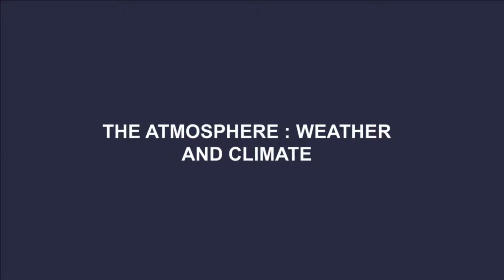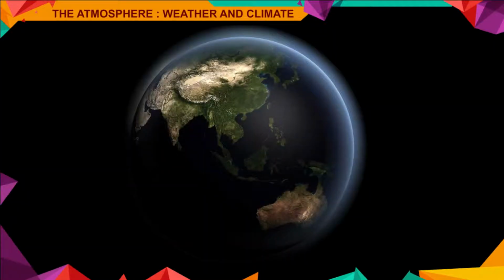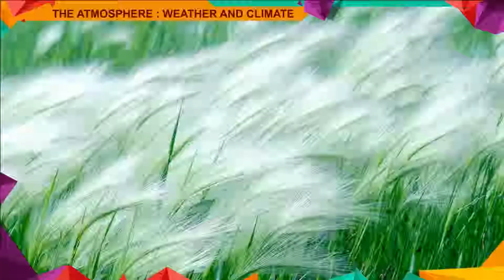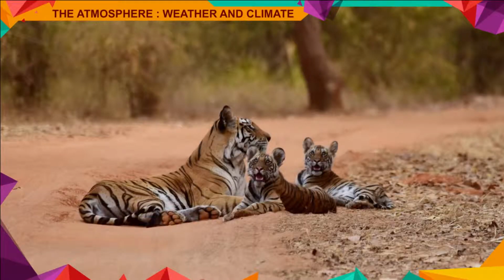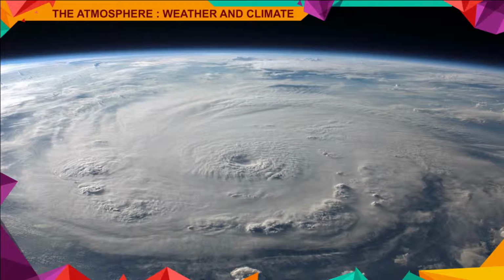Atmosphere, weather and climate. The blanket of air surrounding the Earth is known as the atmosphere. Without air, Earth would have been a lifeless planet. It not only supplies air and water to the plants and animals, but also protects them from the harmful rays of the sun. The atmosphere stretches above the Earth to a height of more than 1,000 kilometers.